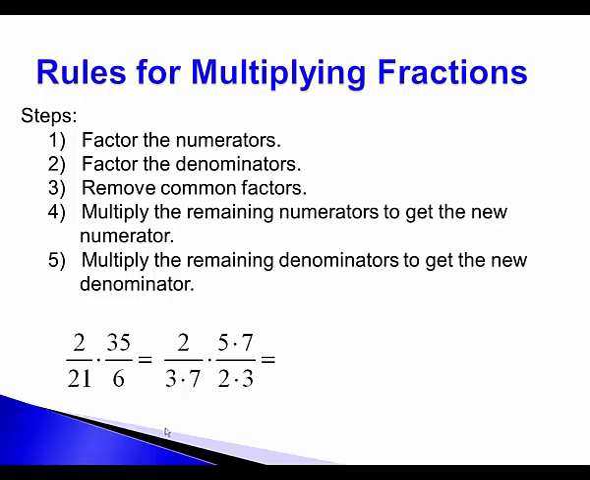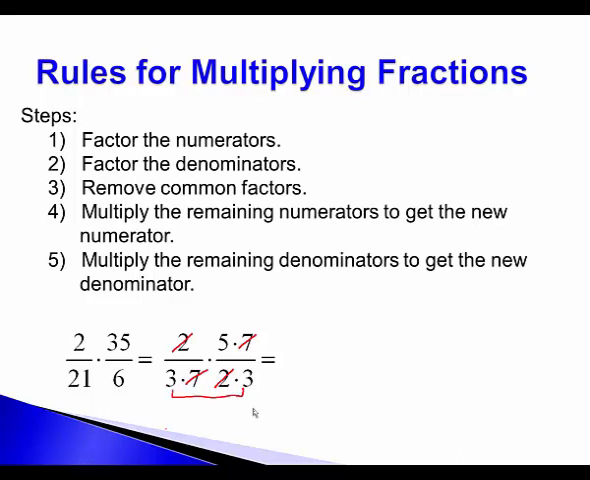Once I have these factored, I'm to remove common factors. Remember, for them to be common factors that can be removed, one of the factors has to be in the numerator, and the other one has to be in the denominator, which means I can remove this 2 and this 2, even though they're in separate fractions. One is in the numerator and one is in the denominator. I can remove this 7 and this 7, but I cannot remove these two 3's since they are both in the denominator.